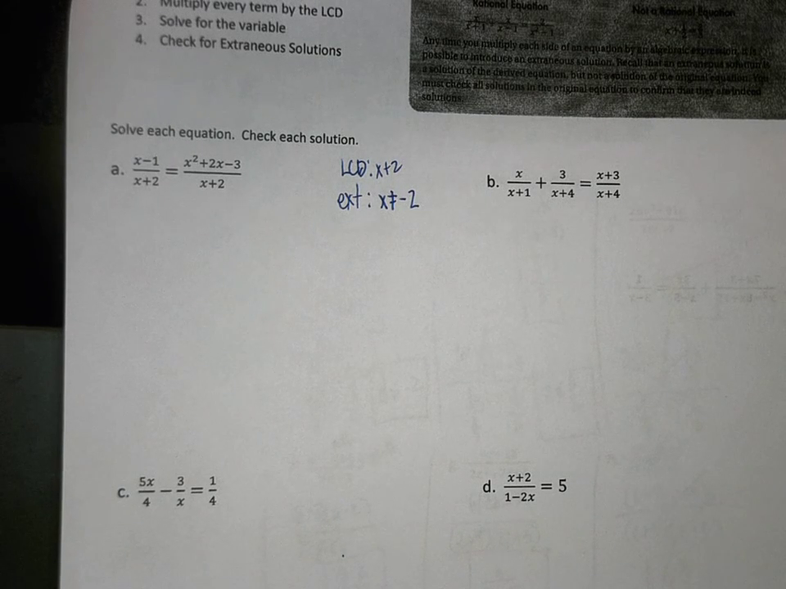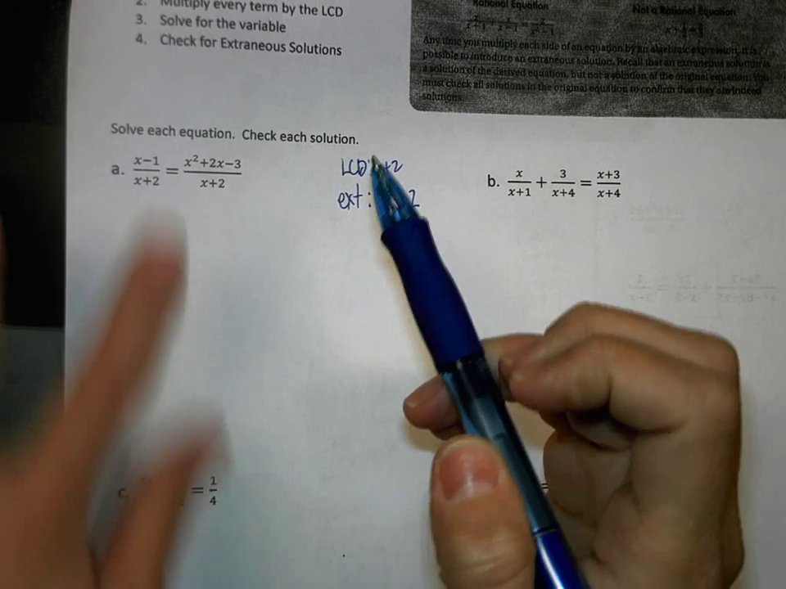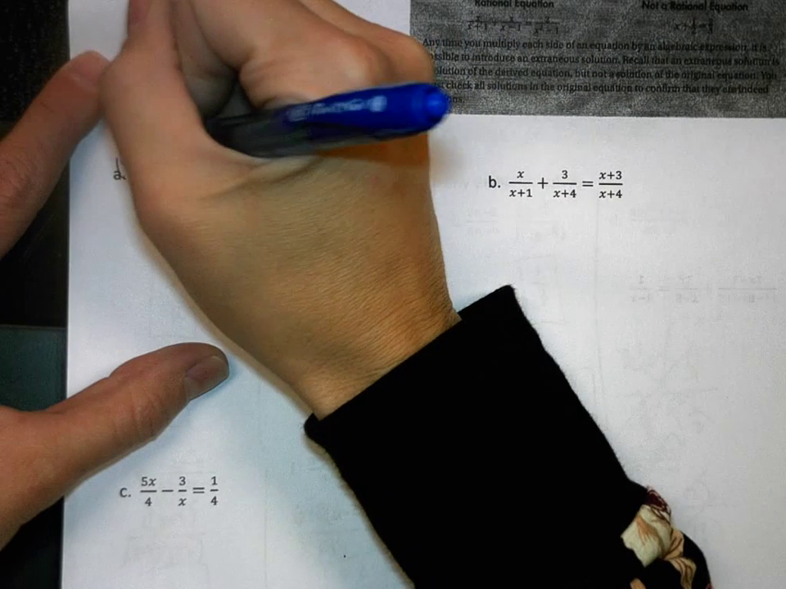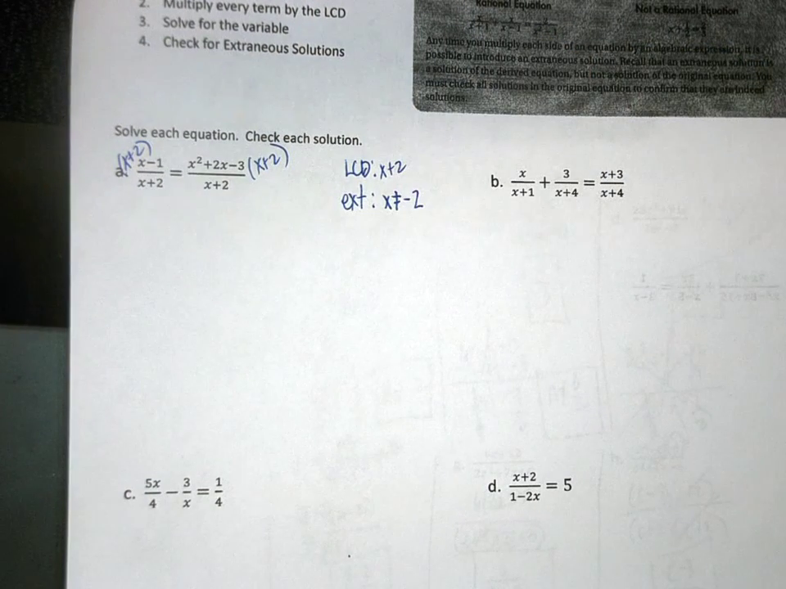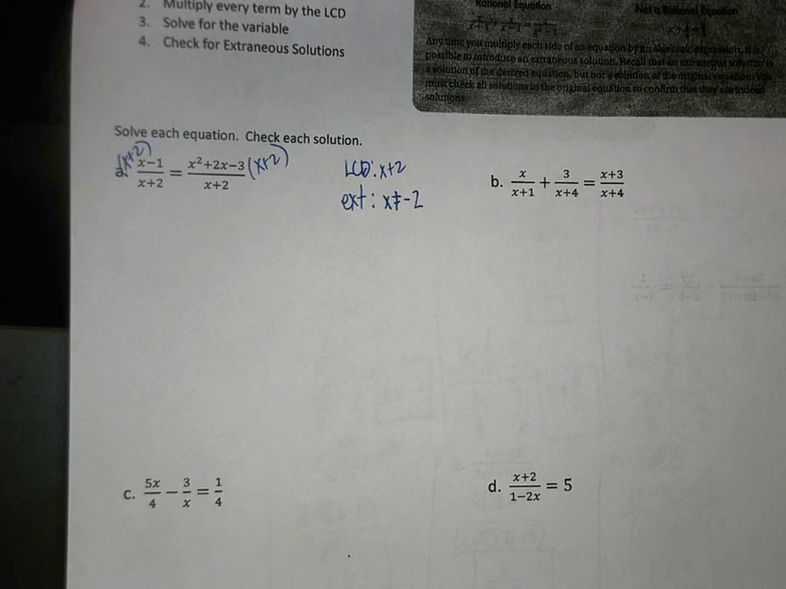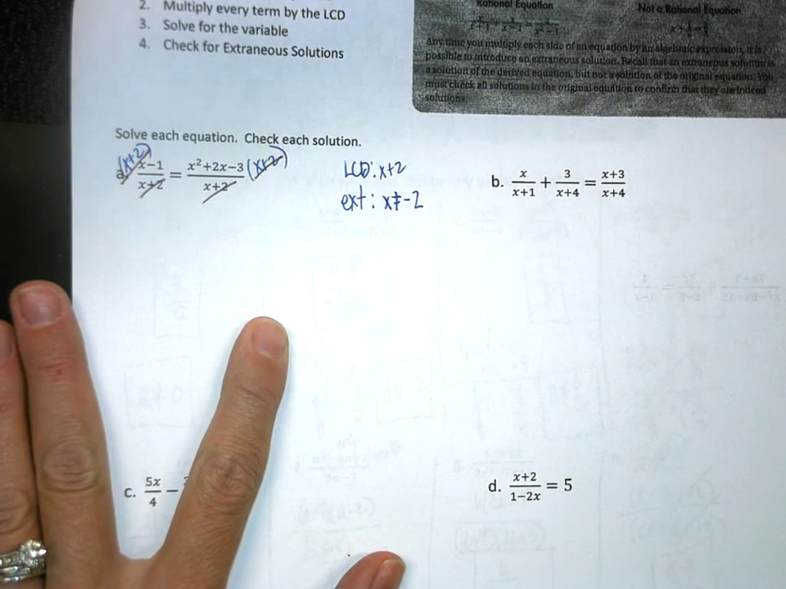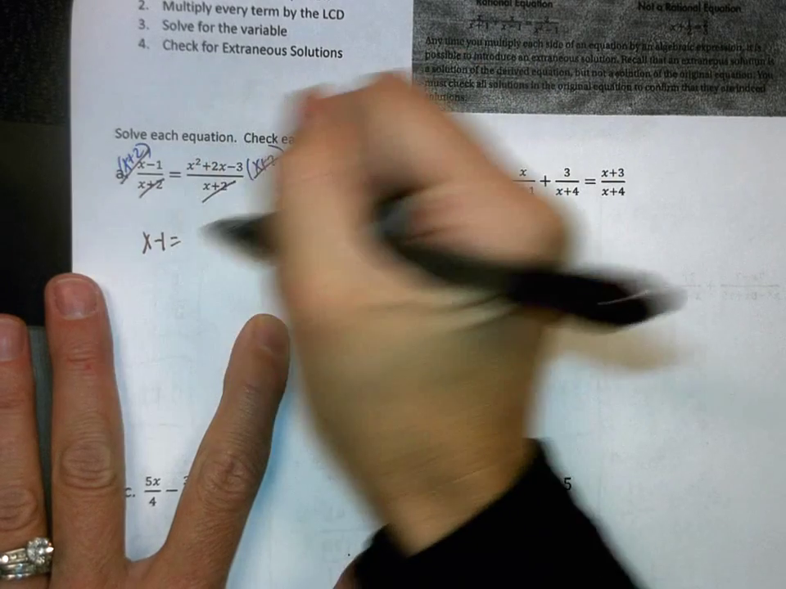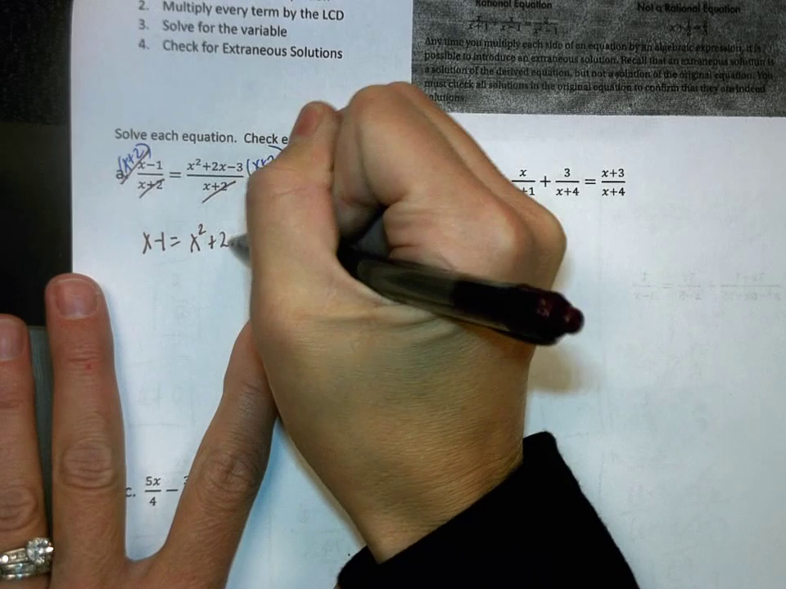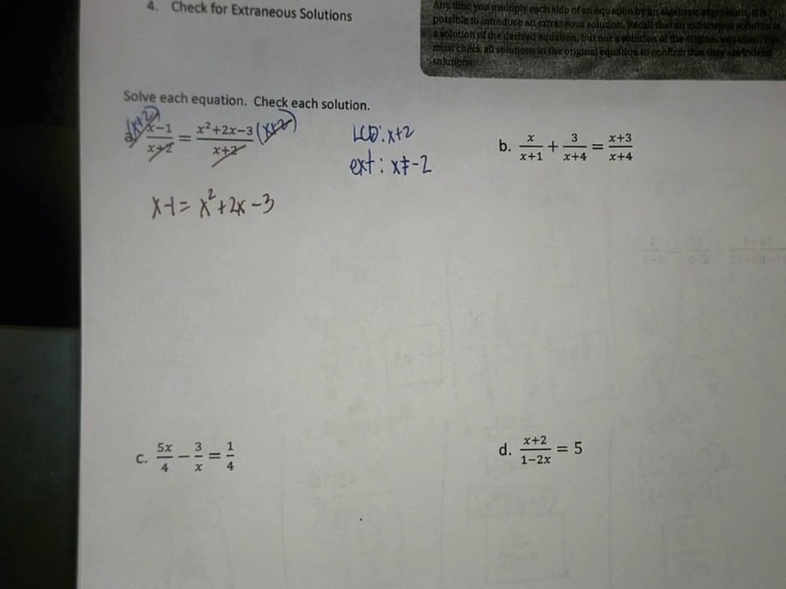In order to eliminate the fractions, we want to multiply everything by the LCD. So in this case, we'd multiply everything by x plus 2 so that we can eliminate our fractions. When I multiply by x plus 2, these cancel and these cancel. And so we're left with x minus 1 equals x squared plus 2x minus 3. And so now we need to solve.